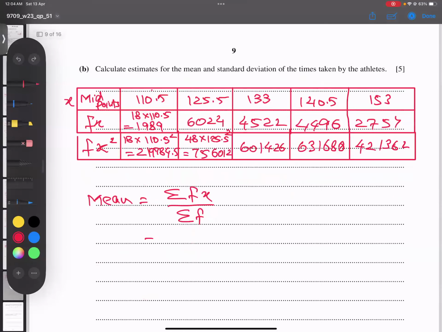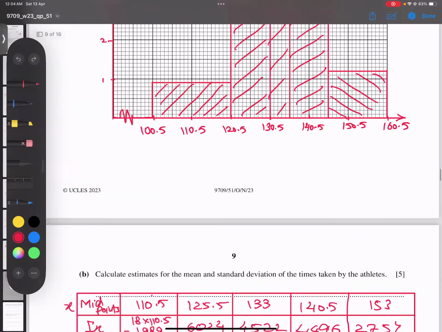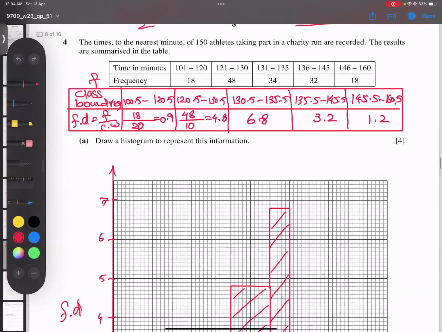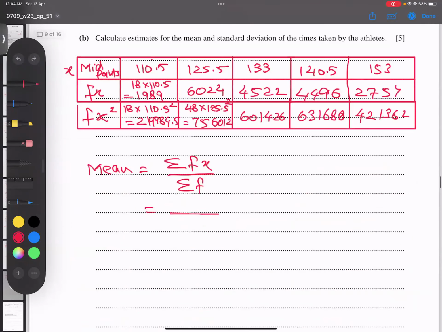So I'm just adding all the values of fx, and I'm writing it in the numerator. And down, how many values? 150. So I'm saving my time, and here I'm writing 150. And in the numerator, I'm adding. It is coming 1989.